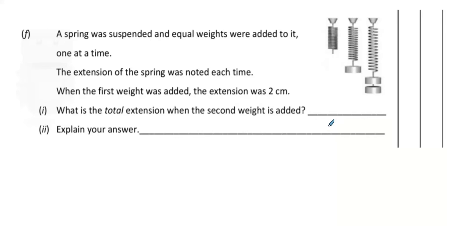Okay. It's an interesting one. First weight was added, extension 2. Second weight was added. I think it should be 4 centimeters, because if one weight does 2 centimeters, then 2 weights should do 4 centimeters. Explain your answer. Extension is proportional to the force applied to it.